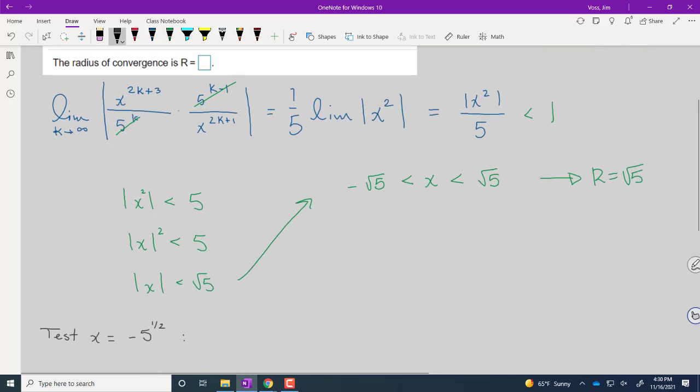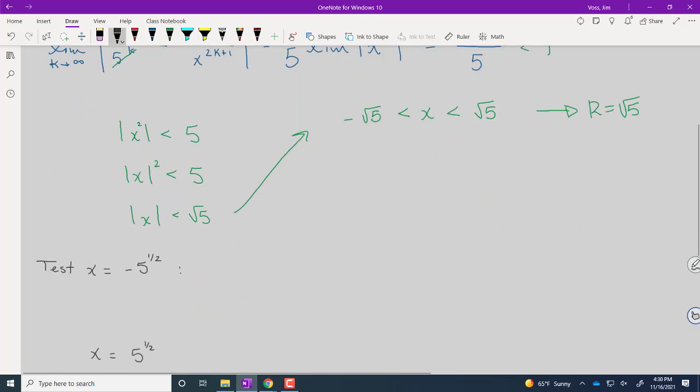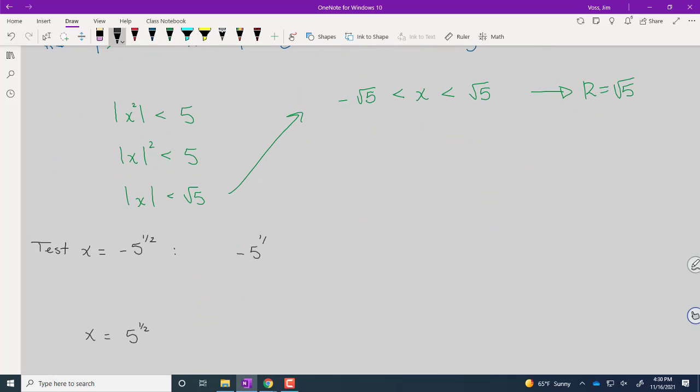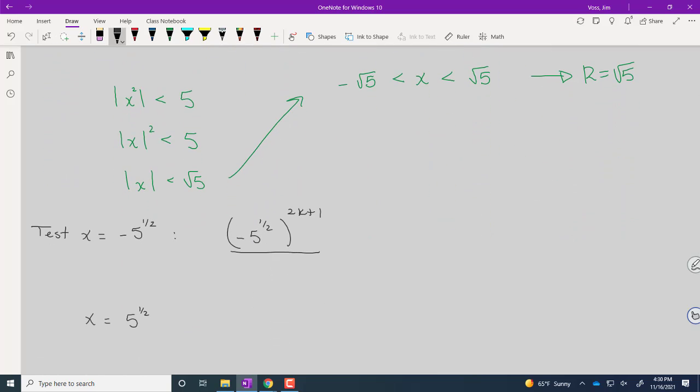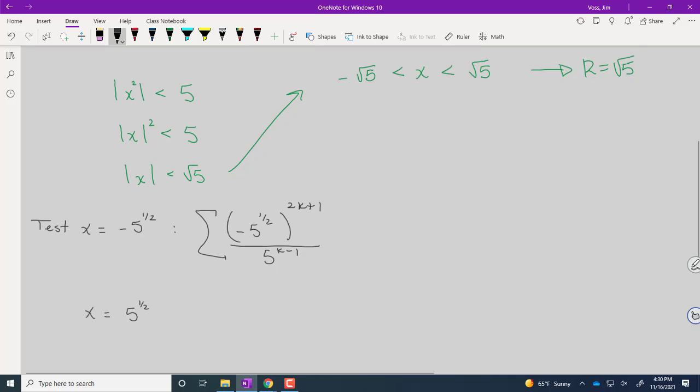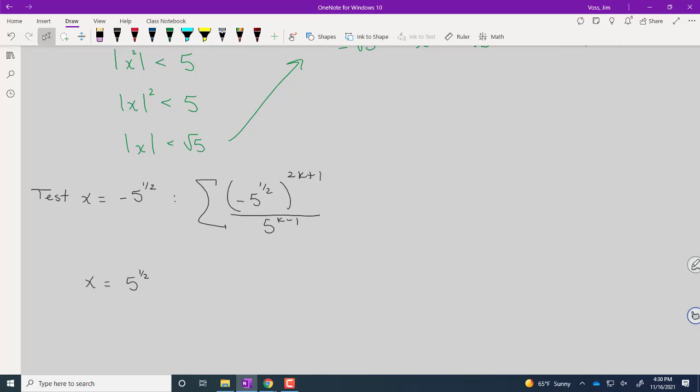Okay, so let's come up here. So we have x to the 2k plus 1 divided by 5 to the k minus 1. So there's our series. First thing I'm going to do is pull off the switch part of it. And in fact, let's just write that all by itself out in front of the sum. So we have minus 1 to the 2k plus 1.